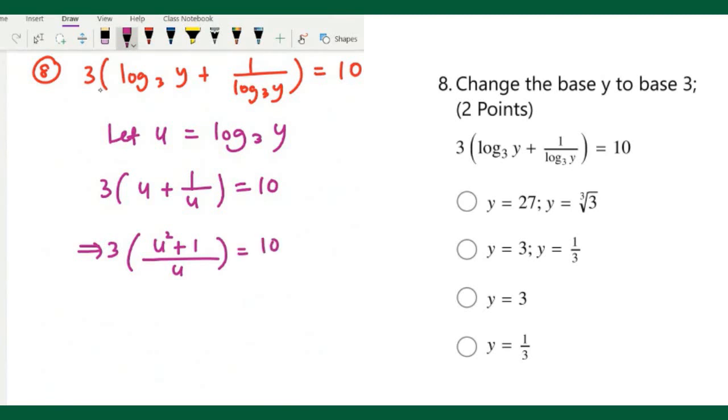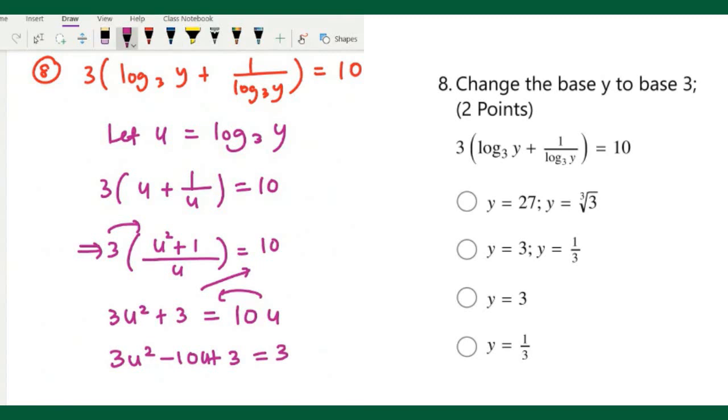Try to avoid fractions of the 3. We don't want to bring 10 over 3, later it becomes a fraction. Okay, so if it is like this, we can expand to the front and expand in. So we get 3u square plus 3 equals to 10u. And collect as a quadratic of 3u square minus 10u plus 3.